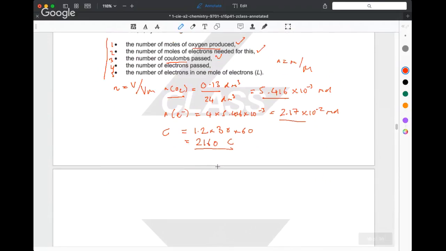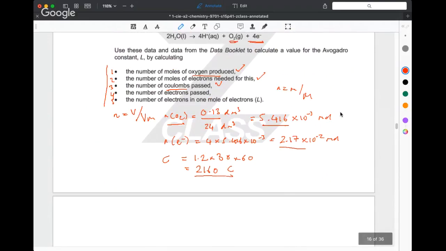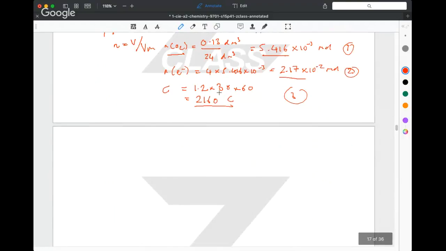Next one, so that was our, we did 1 there, 2 there, 3 there. 4 is the number of electrons passed. Well, if you look up in the data book, the charge on an electron is absolutely tiny. The charge on an electron is 1.6 times 10 to the minus 19 coulombs.